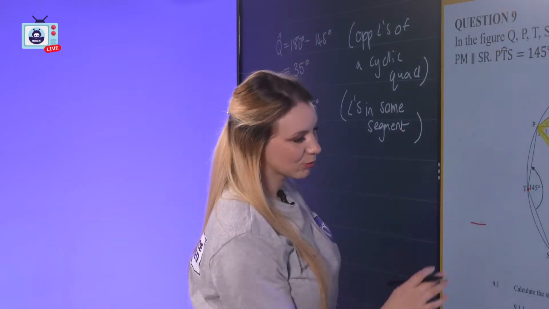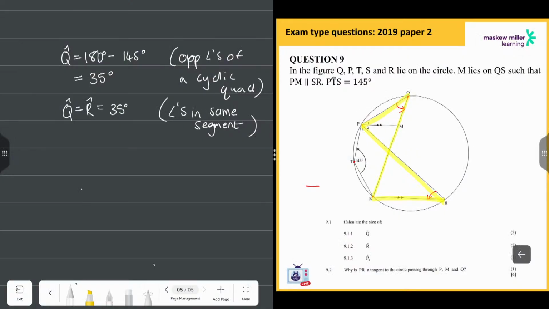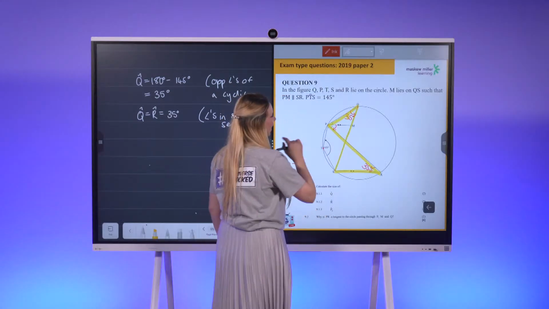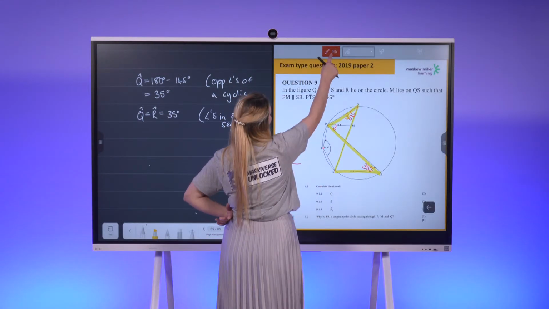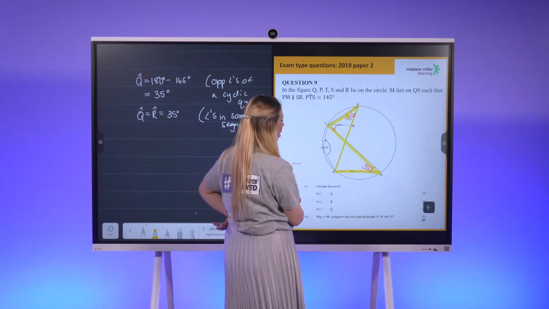Okay, let's go to the next one. The next one is P2. I think I'm going to fill in on my diagram. It's always good to fill in on your diagram. So we've got 35 degrees over there, 35 degrees over there. We are now looking for P2. P2 is this angle over there.